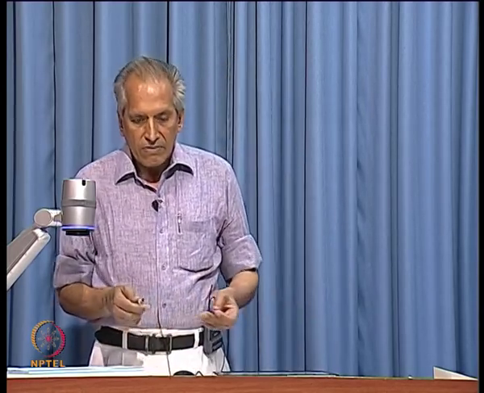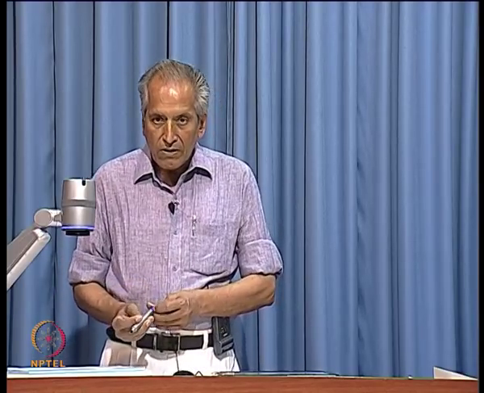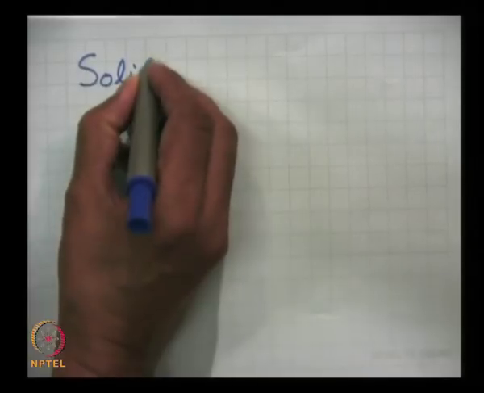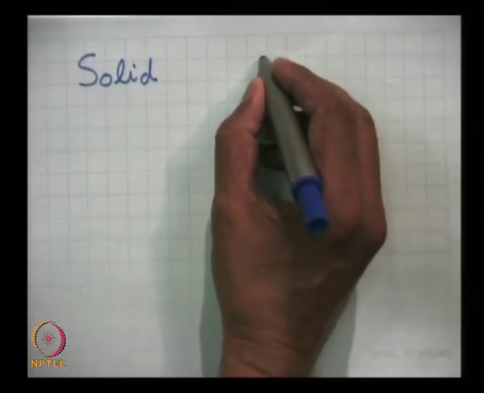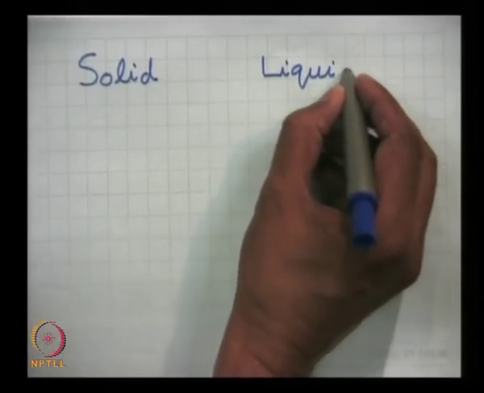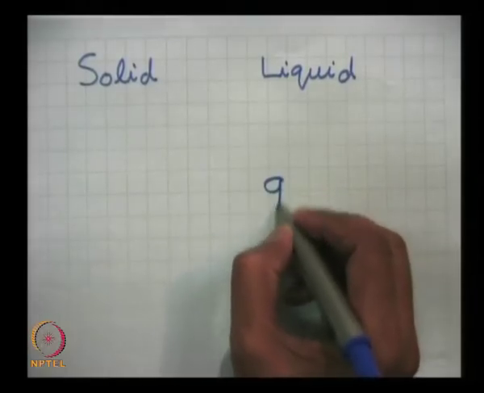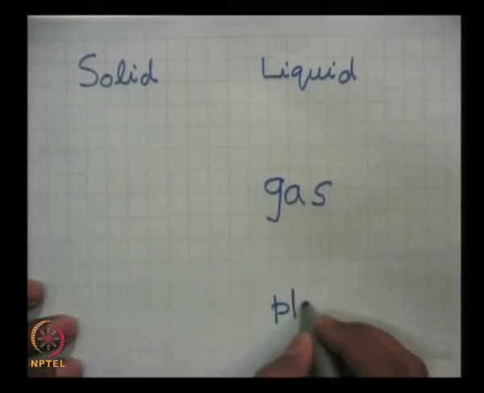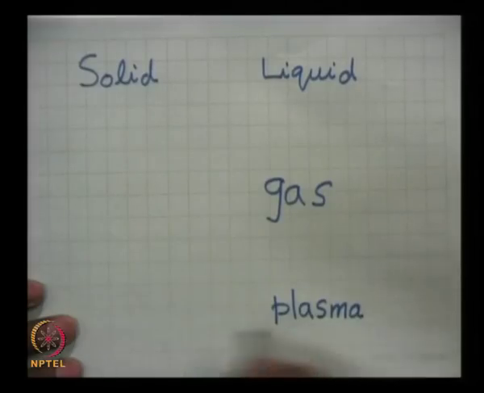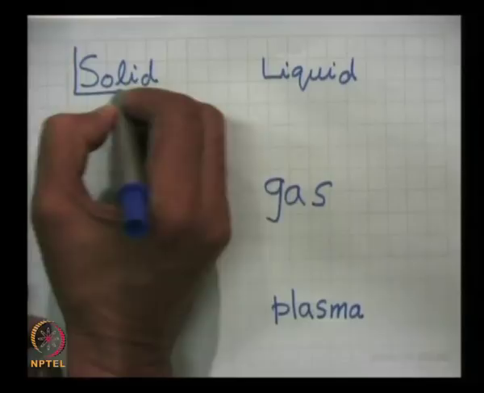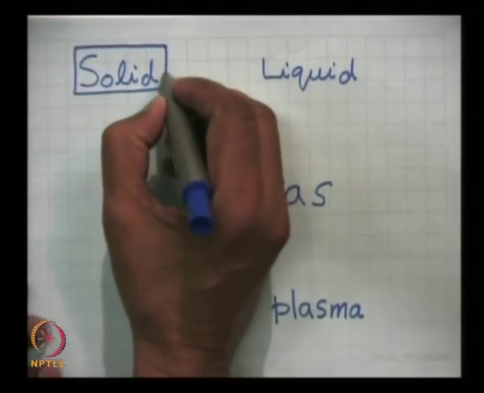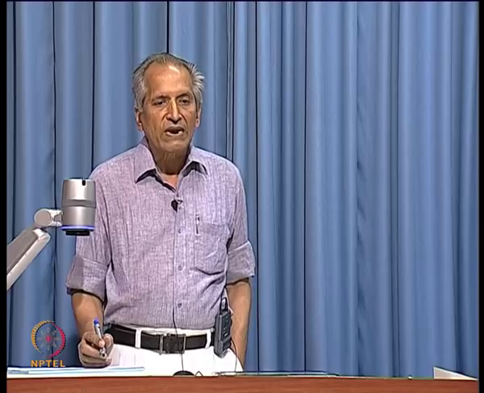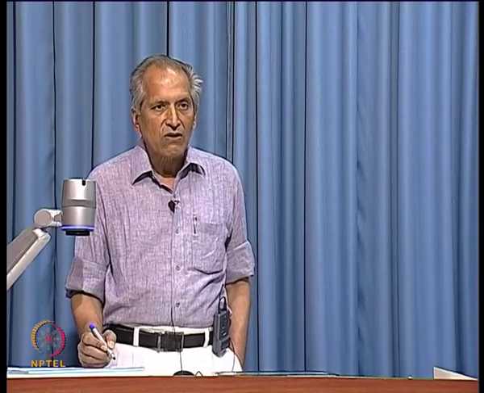Well, we are aware of 3 states of matter. They are namely solid, then you are aware of liquid, then you are aware of gas, and then there is another state of matter which we call as plasma. Well, solid is a state of matter where the atoms are arranged in specific positions, and they cannot move freely inside the bulk of the material, though they can oscillate about their mean positions.